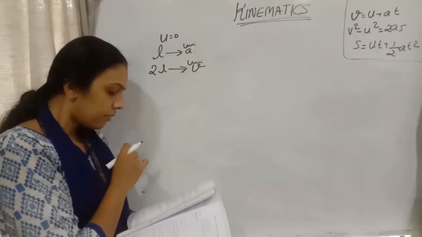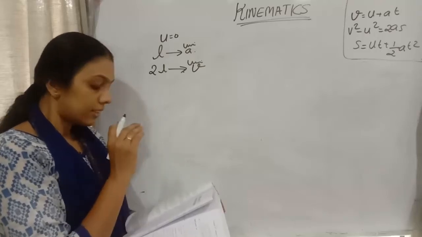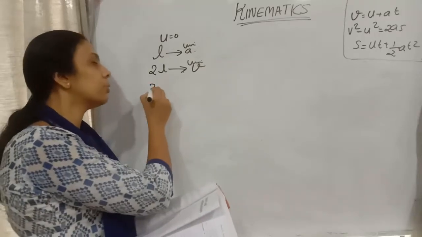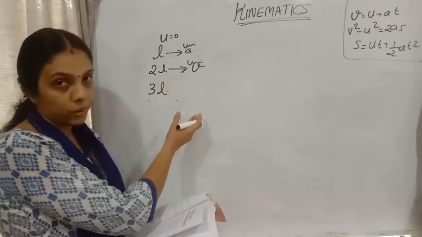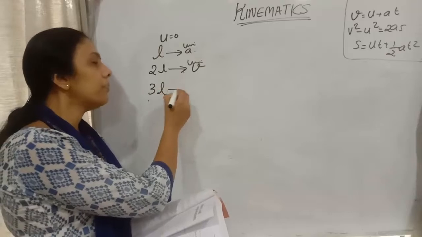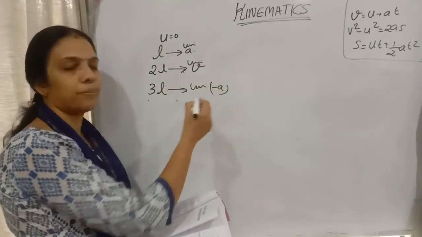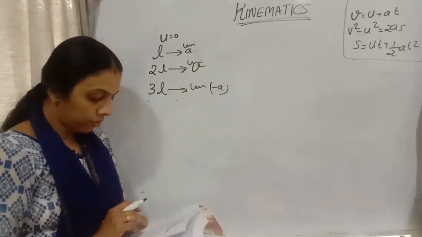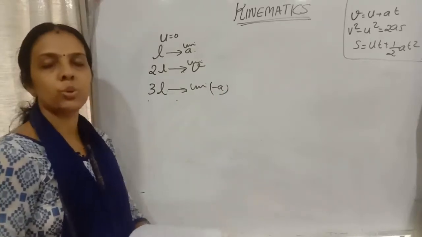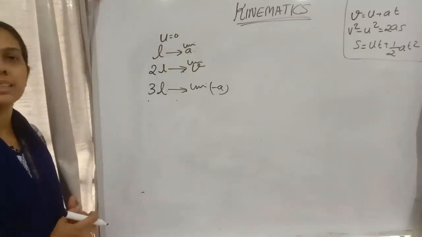Then finally it comes to rest after moving a distance of 3L. After covering the 3L distance it comes to rest, so here it is uniform retardation. Then find the ratio of average speed to the maximum speed. Average speed and maximum speed.